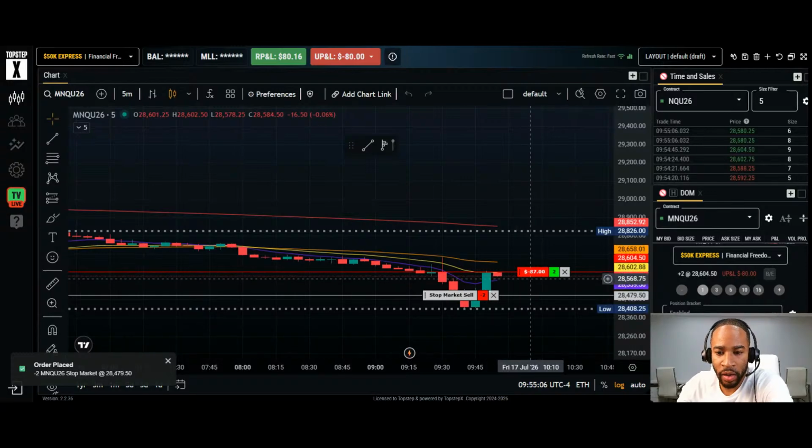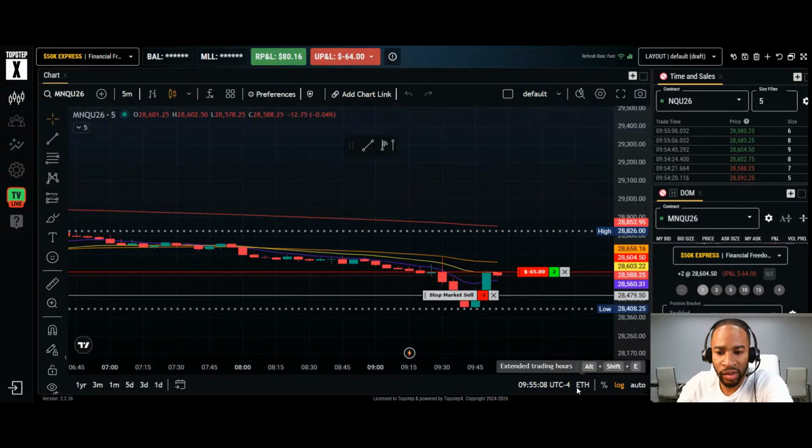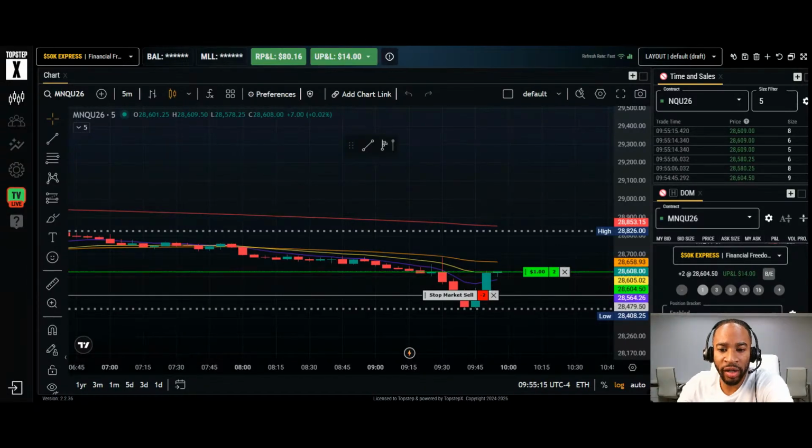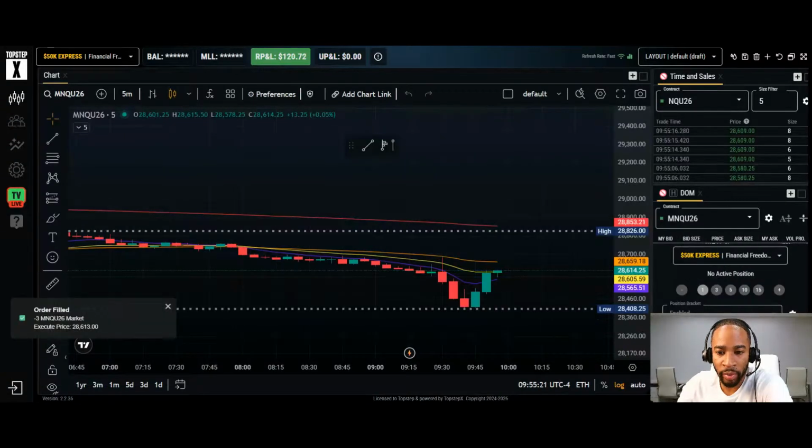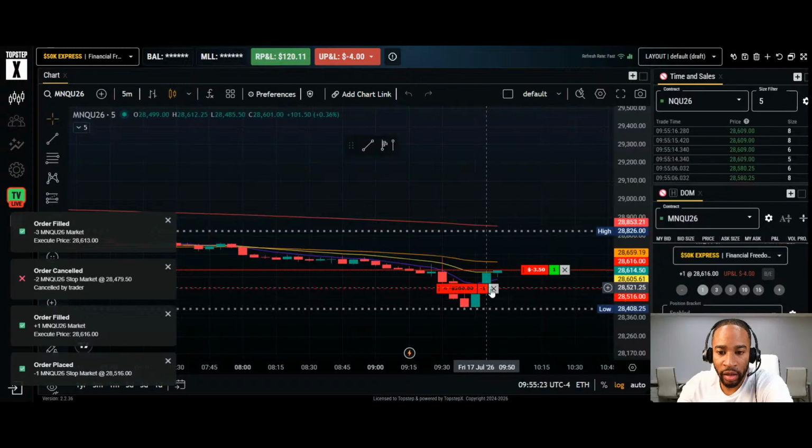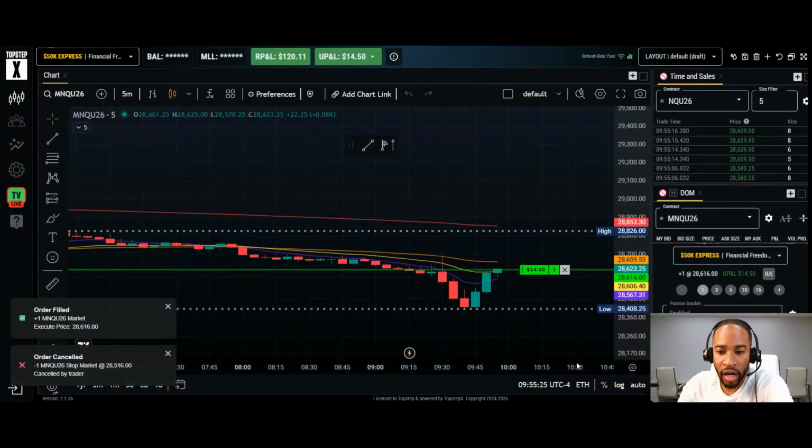So now I'm down 65 bucks on this trade. All right, so now it's starting to turn green. We may have a 3-bar bullish play develop. All right, order filled. Holding 3 contracts right now. Let's go. All right, let me take some profits. Order filled. Get back in right here. Order filled. Up $120.